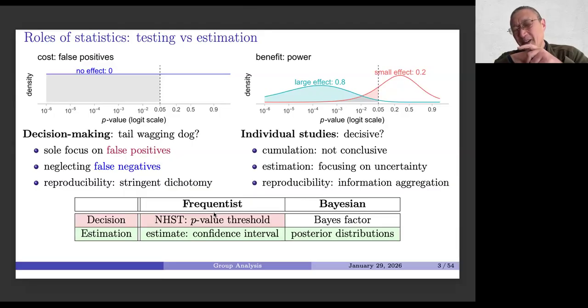So applied to this problem in FMRI, people tend to treat the individual study as some decisive process. So in the end, either you have the surviving clusters or you don't, right? Once you set the threshold at the cluster level, then you treat it as a decision-making process. But in reality, there's uncertainty.